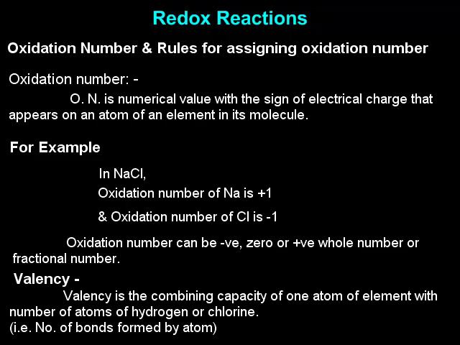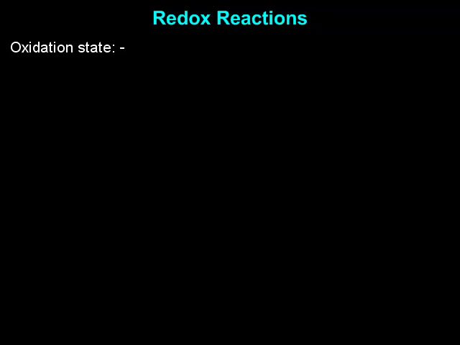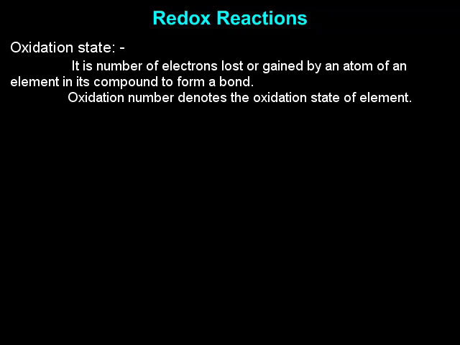Valency. Valency is the combining capacity of one atom of element with number of atoms of hydrogen or chlorine, that is, number of bonds formed by an atom. Oxidation state. It is the number of electrons lost or gained by an atom of an element in its compound to form a bond. Oxidation number denotes the oxidation state of the element.